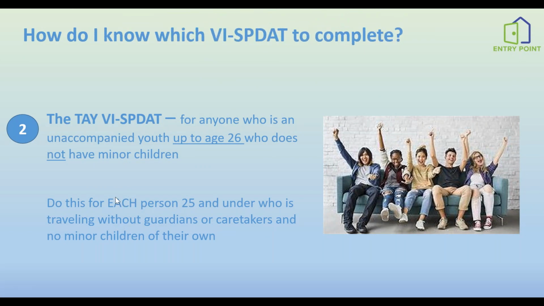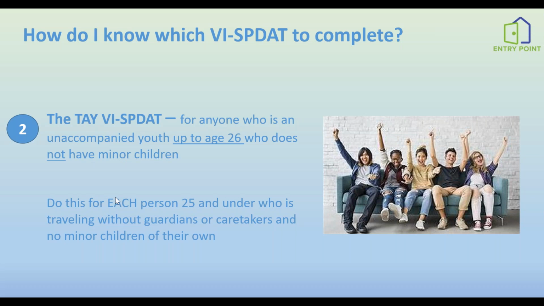Let's look a little more at the TAY VI SPDAT. Again, we use this for anyone who is an unaccompanied youth, their own head of household, no parents, guardians, or other adults looking out for them or traveling with them, and youth who do not have minor children of their own. So we do this for each person age 25 and under who's traveling without their guardians or caretakers and have none of their own children.